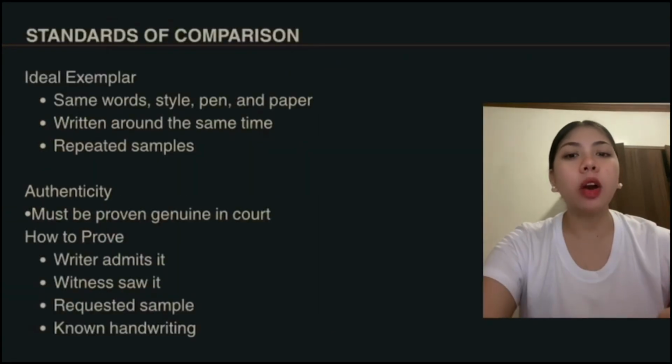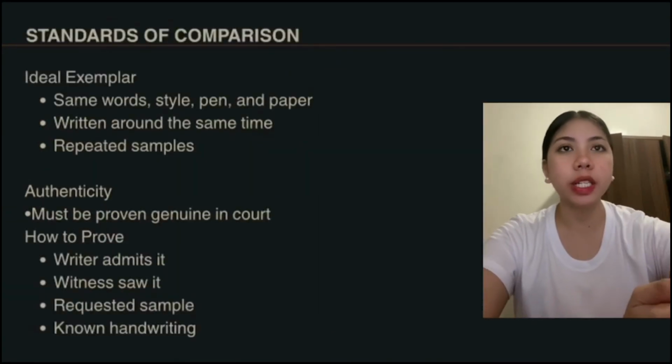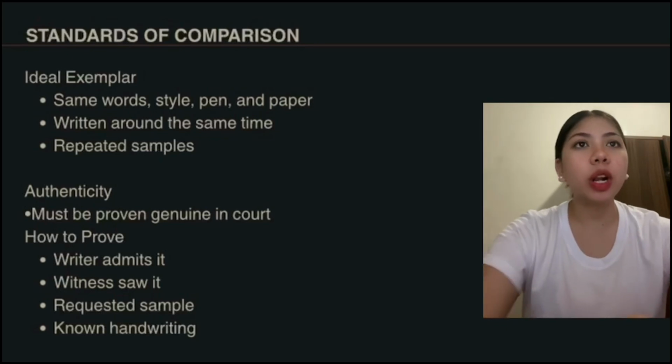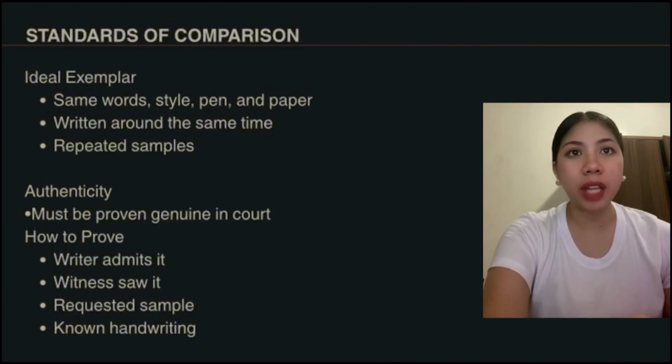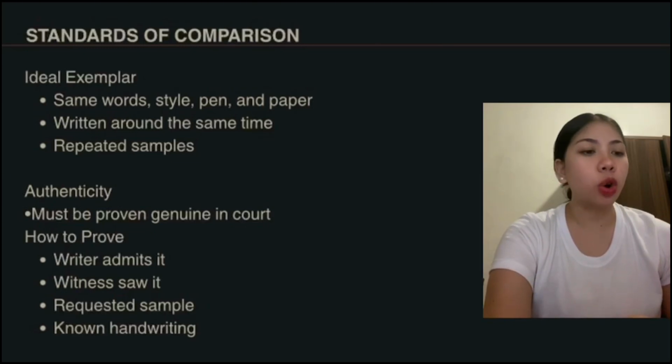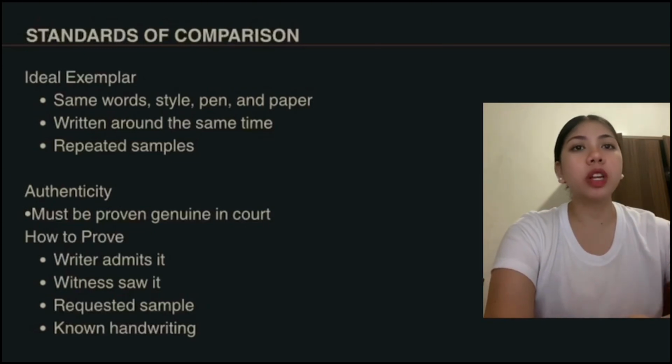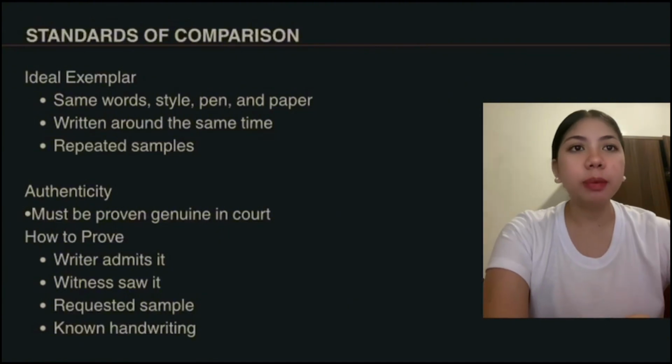So, ang second topic nako is ang standard of comparison. So, ang ideal exemplar kay same words, style og pen og paper, same paper siya, tapos written siya around the same time, tapos repeated iyang mga samples, tapos ang authenticity niya must be proven genuine in court. Tapos, unsaon pag-prove, kailangan ang writer mag-admit nga siya nagsulat o ang witness nakakita nga siya nagsulat.